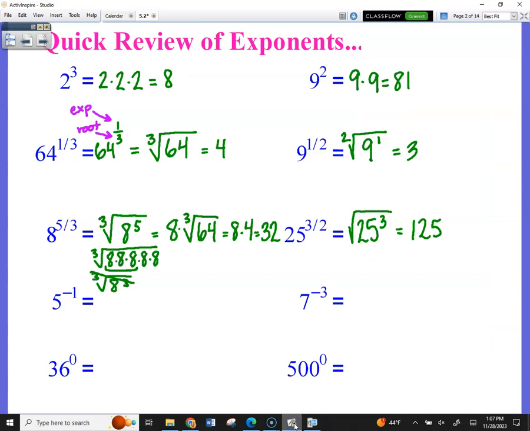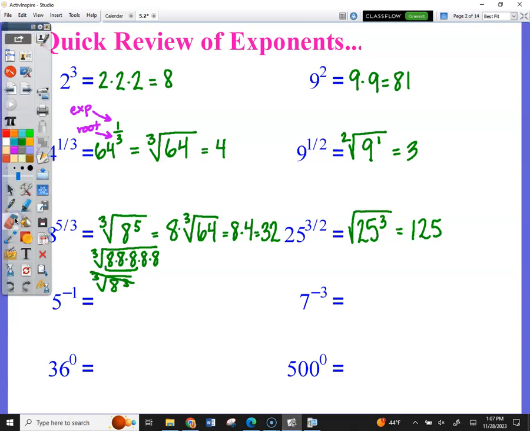All right. 5 to the negative 1. There's not really evaluating this. There's just rewriting it to get rid of the negative 1 in the exponent. That does not mean inverse here. We're not talking about functions. We're talking about the number 5. What is it? You know? What is it? Negative 5.